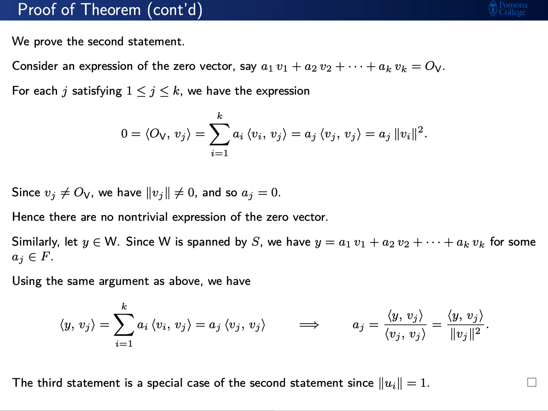As a special case, when we have an orthonormal basis, then the norms of our vectors u sub i are 1, and the formulas for a sub j are slightly simpler.